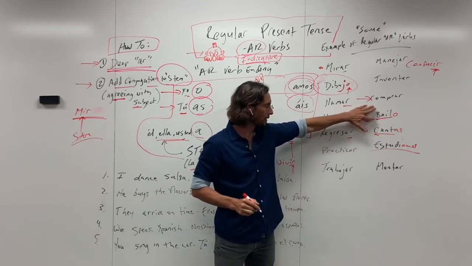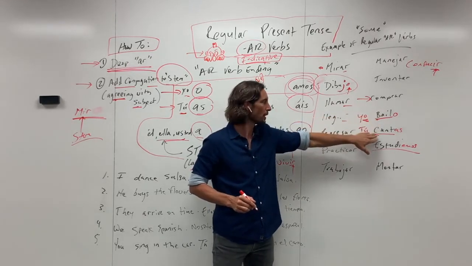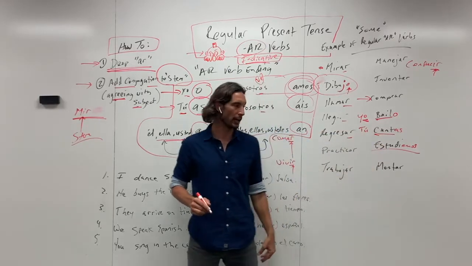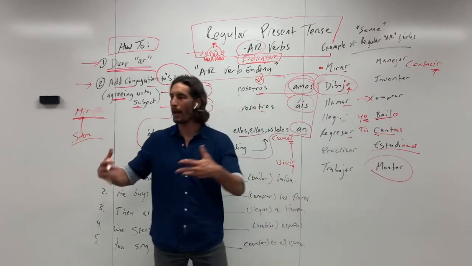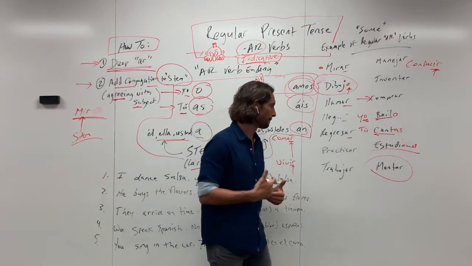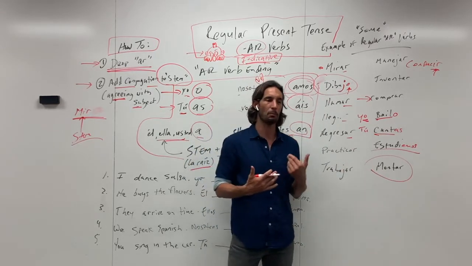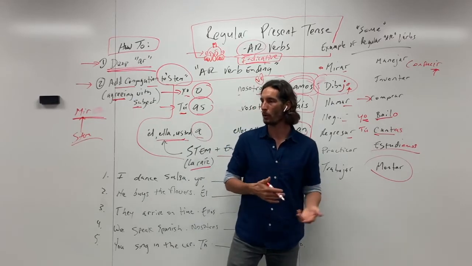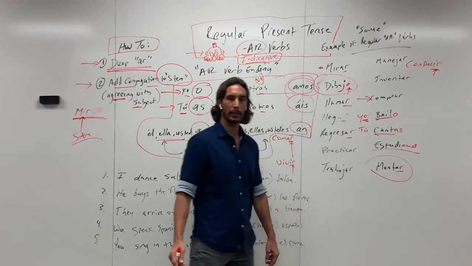Again, coming back here to where we started. Bailar is to dance. Cantar is to sing. Estudiar is to study. And then the last one here we have montar, which is to mount or to get up on, right? And so we can use that as like montar a bicicleta, montar a caballo, to ride a horse, things like that. And so again, very much a regular AR verb.